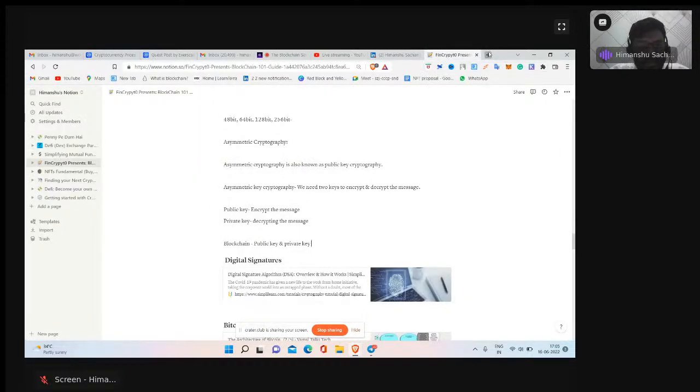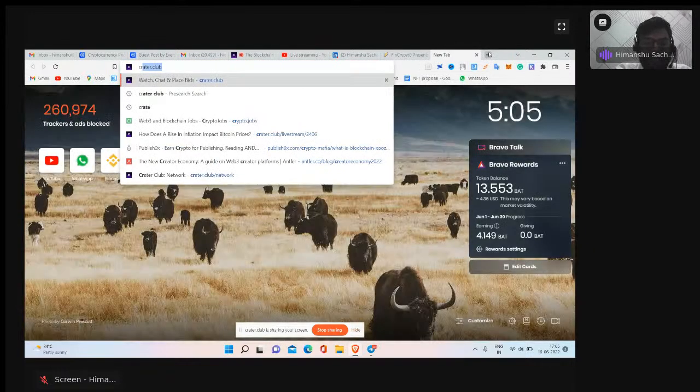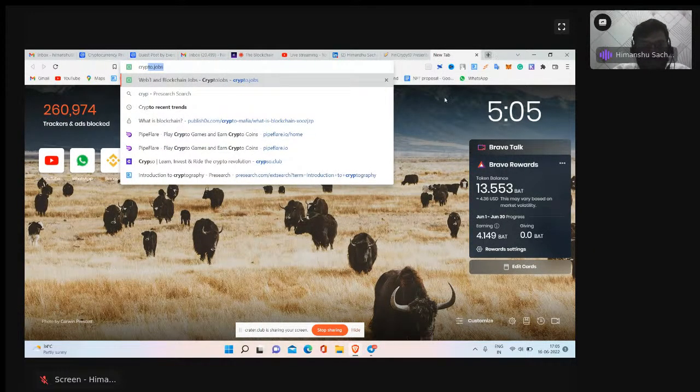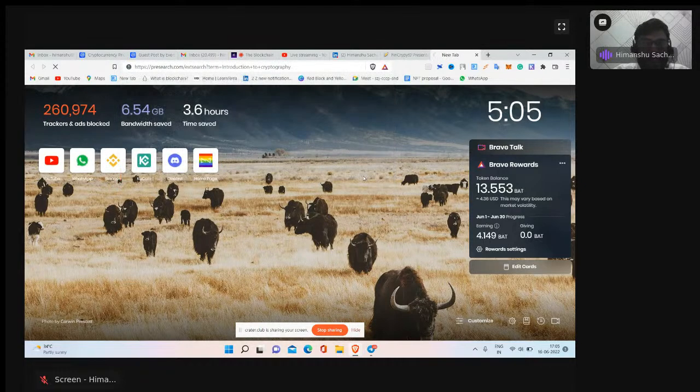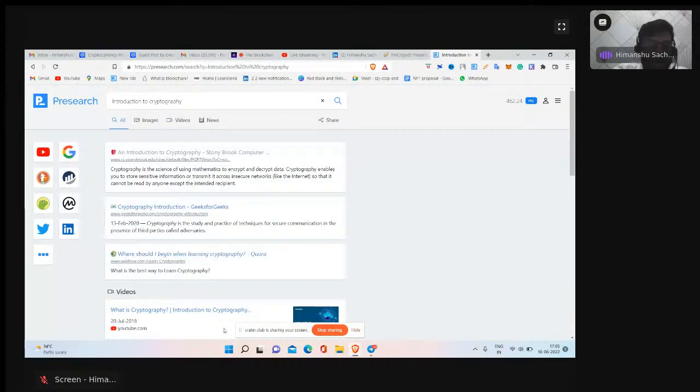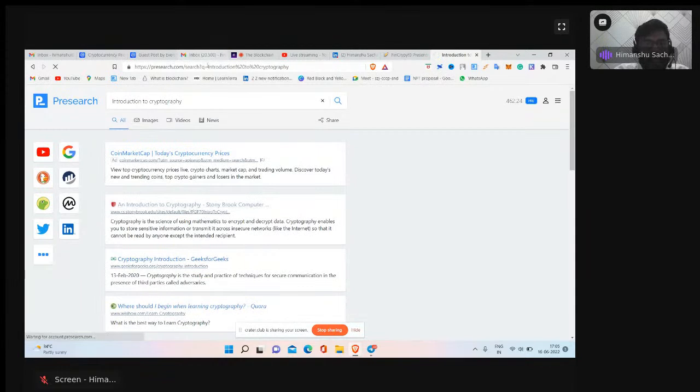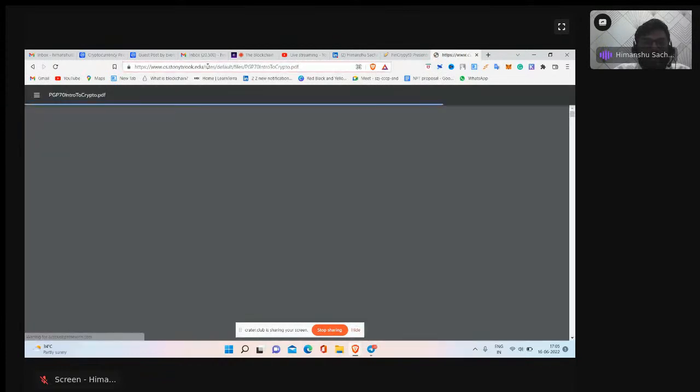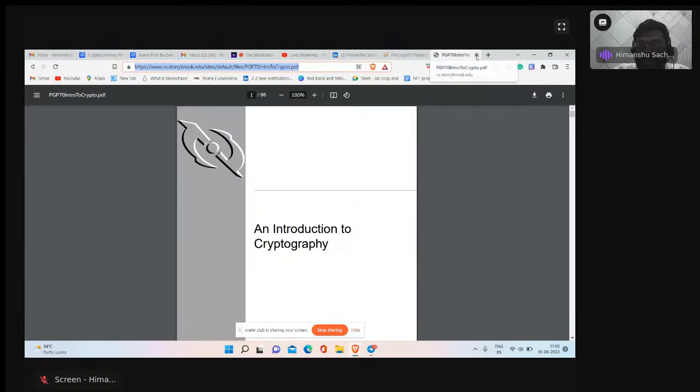How to learn more in detail, I will send you one link. You can go and read about that link. I guess that will be a very detailed one where you will get to know what cryptography is in detail. There is one complete book on cryptography. Let me share it with you as well. So this is a complete book on cryptography.